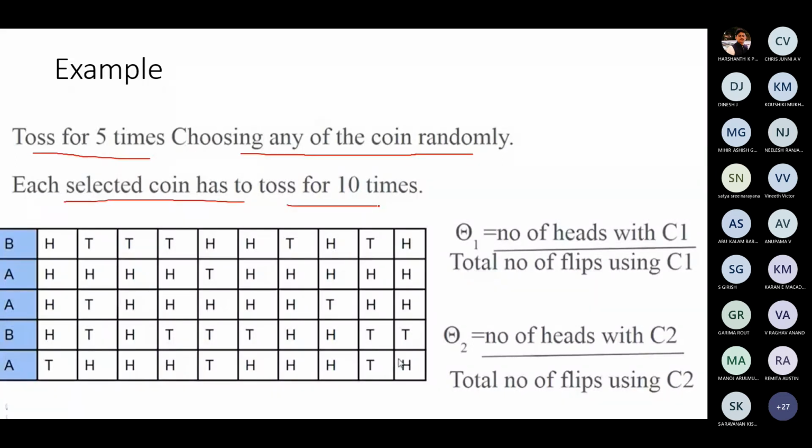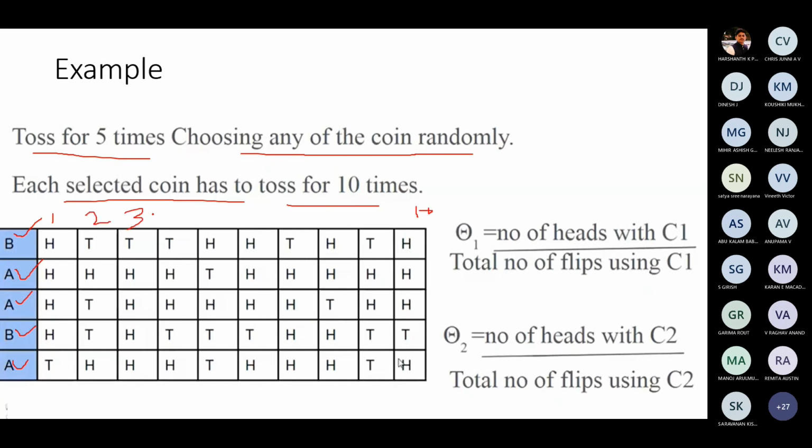Now students, we are going to bring in a sequence. Coin B is tossed, then coin A is tossed, then coin A again, then coin B is tossed, then coin A is tossed. And how many times is it tossed? 1 to 10.